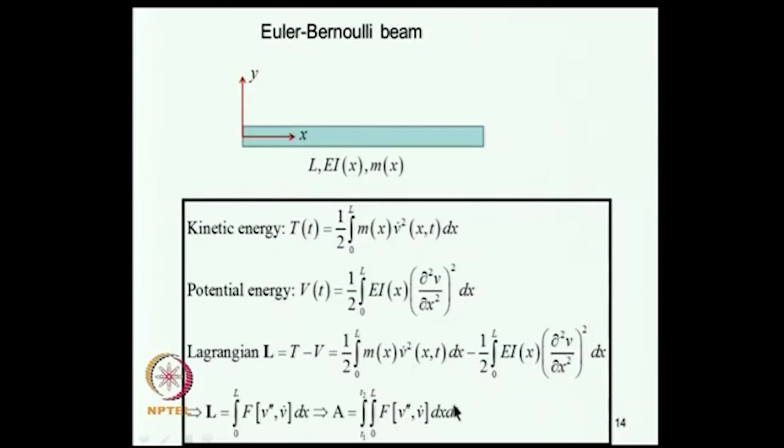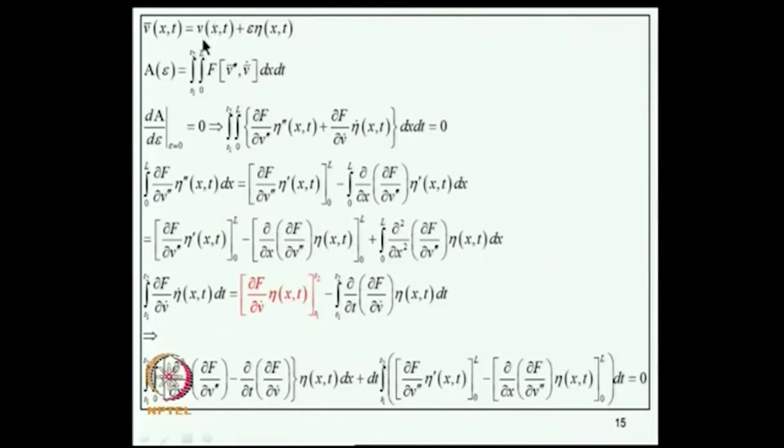So, we can see that the Lagrangian is now a function of v double prime, which appears here, and v dot, which appears here. So, I can write the action integral in terms of this function as f of v double prime, v dot. Now, as before, we consider this to be the unknown optimal solution, and this is the variation, and this is the class of admissible functions which have now been parameterized in terms of epsilon. So, A as a function of epsilon is this. Now, we know that the optimal value of A as a function of epsilon is reached when epsilon equals 0. So, we apply this condition.